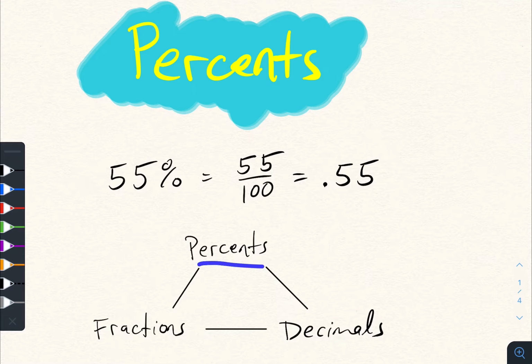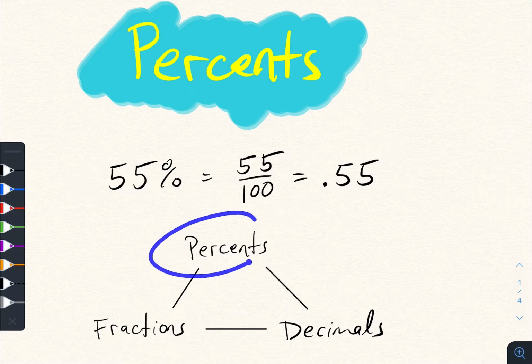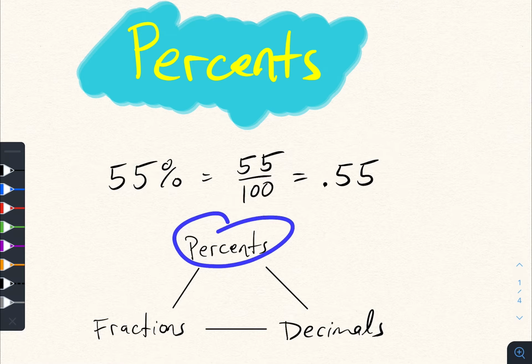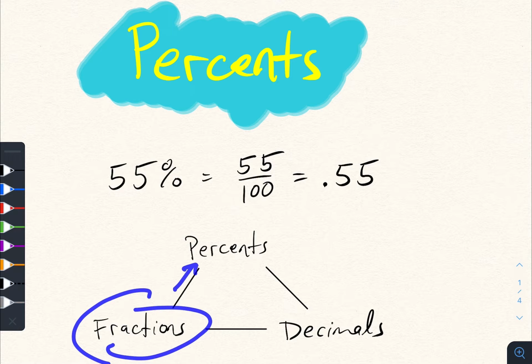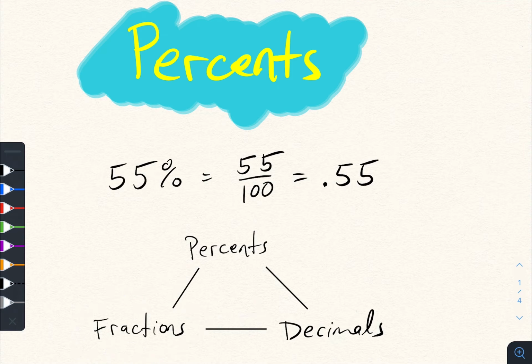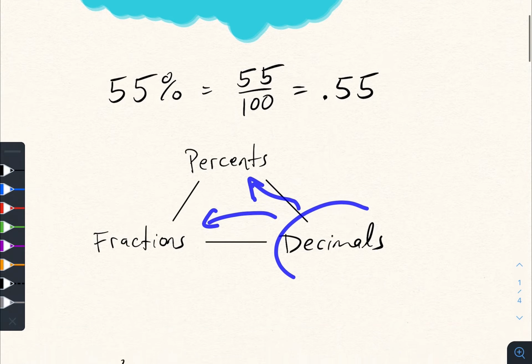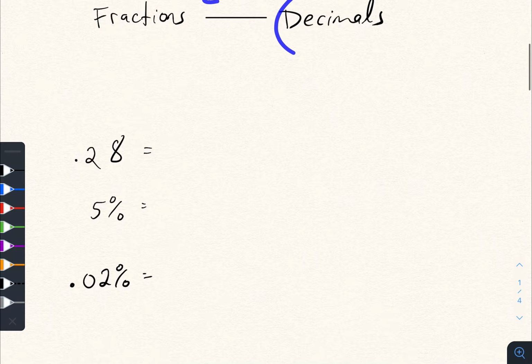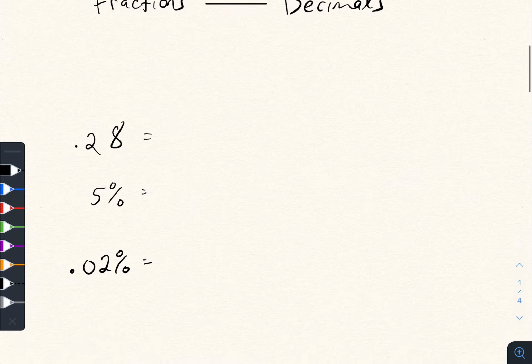Okay, so there is a clear relationship between percents, fractions, and decimals. You could always start with any one of these and then convert to either of the others. You could start with a fraction and then convert to a percent, or you can convert to a decimal, and then same for decimals. Okay, so let's do some quick basic examples.